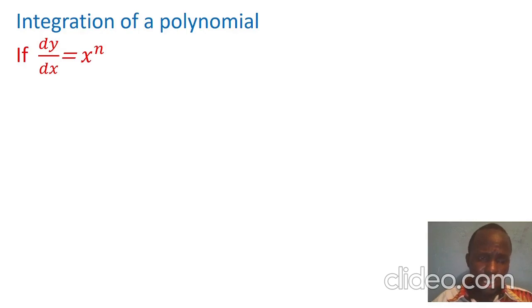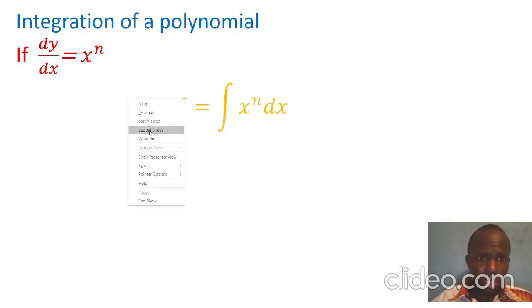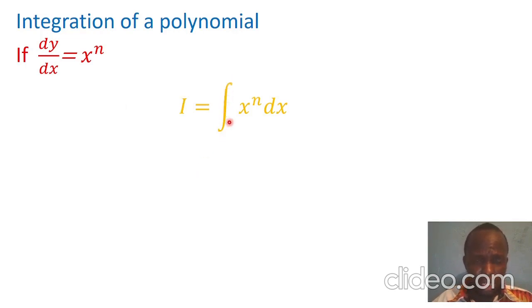Integral, or an integrand, I is equal to that. Now this one, let us note this. This is the sign of integral. It is called an integral sign. Want to get an integrand to bring it back to the original equation? You use this integral sign.